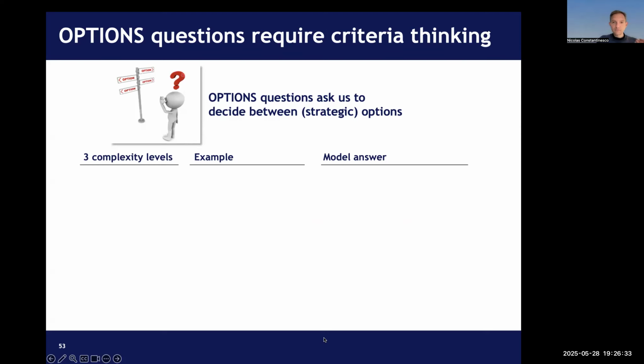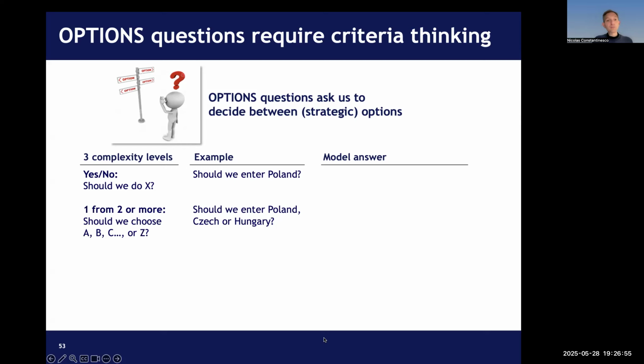So the simplest basic level is a should we, yes or no question. So the question, should we enter Poland? Next level is choosing one option amongst several, amongst 2 or more. So should we enter Poland, Czech, or Hungary? By the way, I should clarify, this is from a commercial perspective, not from a geopolitical or military perspective. This is purely commercial.